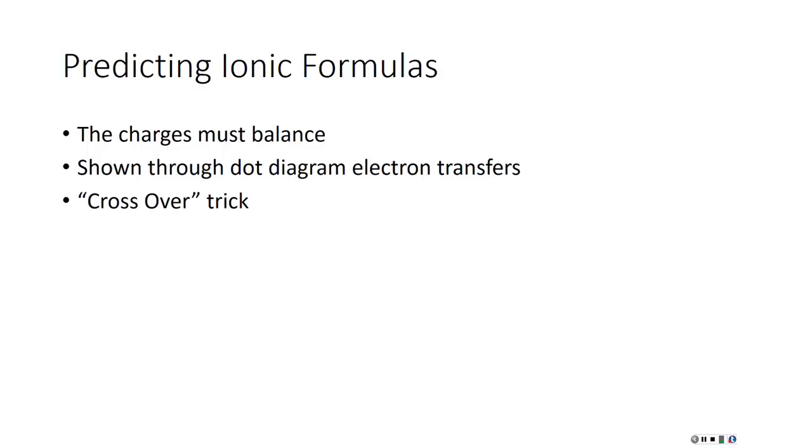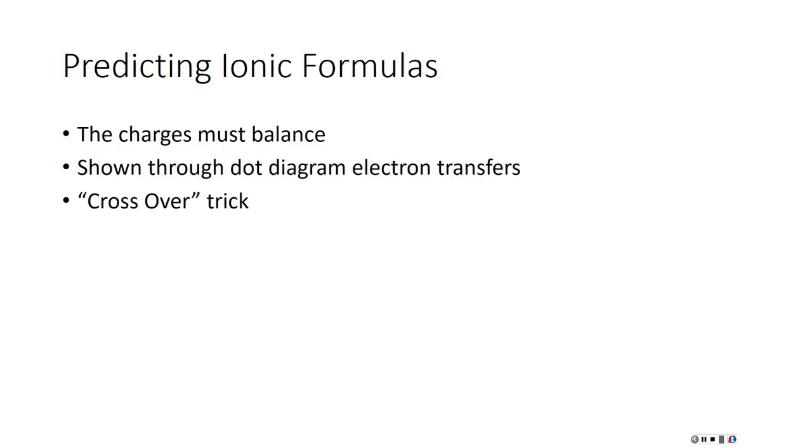Okay, so sodium is a +1, sulfur is a -2. Now the crossover trick is you take the number of the charge and you make it a subscript on the other atom. So the 1 from the sodium becomes a 1 after the S. The 2 on the sulfur becomes a 2 after the Na, which leads us to Na2S.